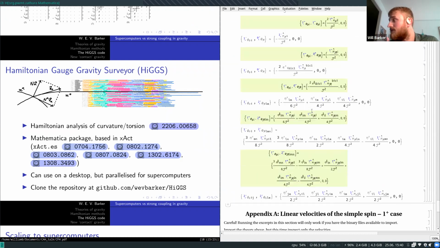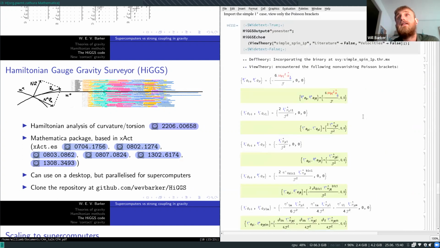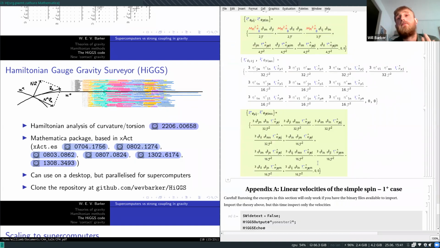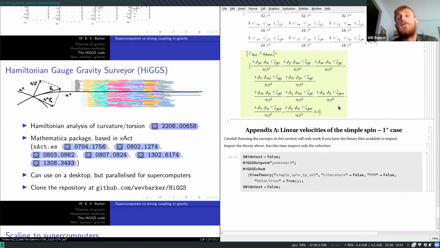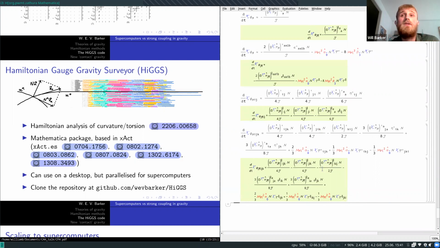So how do you use HiGGS to analyze a particular theory? So this is a theory which is general relativity plus a single vector torsion particle. And you can see HiGGS can identify all of the primary constraints and calculate the Poisson brackets between all possible pairs of primary constraints. And it expresses them in a nice compact covariant form as well for you to just use in a pen and paper calculation later on. You can also calculate time derivatives of the primary constraints as well, which is obviously what you need when you're constructing the secondary constraints and so forth as part of the Hamiltonian analysis.